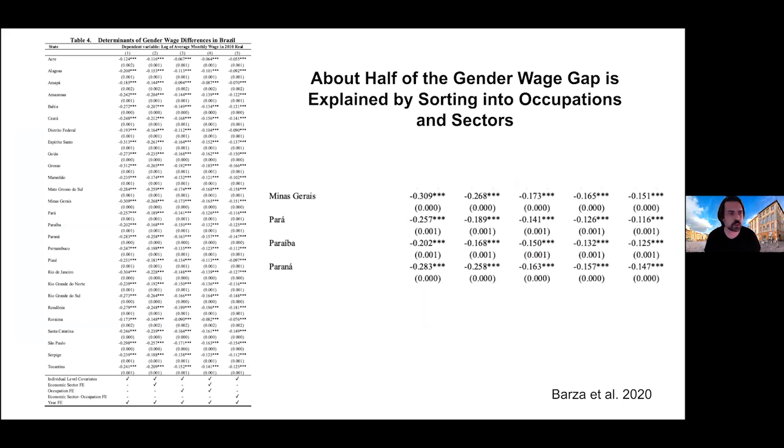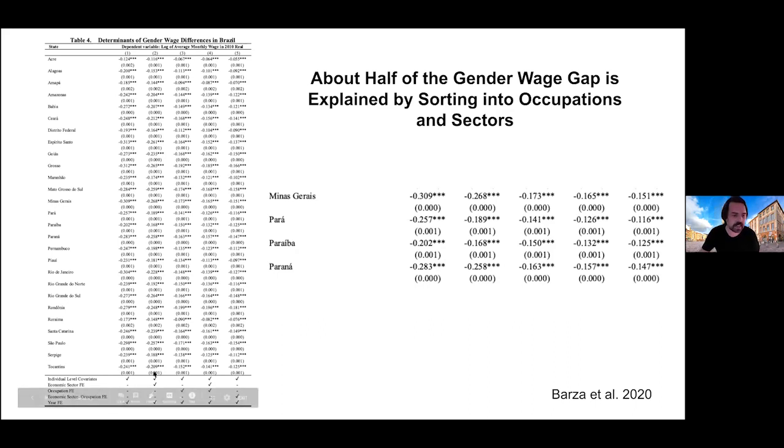And we found two things. The first one is that a lot of the gender wage differences are explained by sorting of people into different activities. So here we have all of the states in Brazil, and here we have coefficients that were determined using individual level data. Okay, so if we only control for individual level covariates, here you would have the gender wage gap that you would observe. So you would say, okay, in the state of Acre, for every real that a man makes, a woman makes 12 cents less.